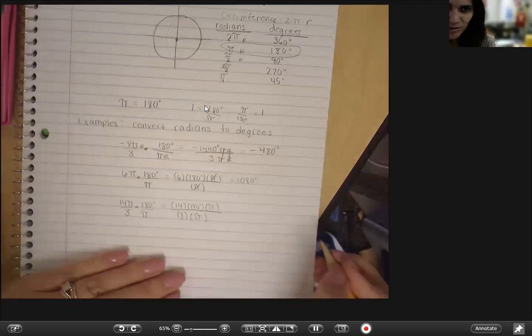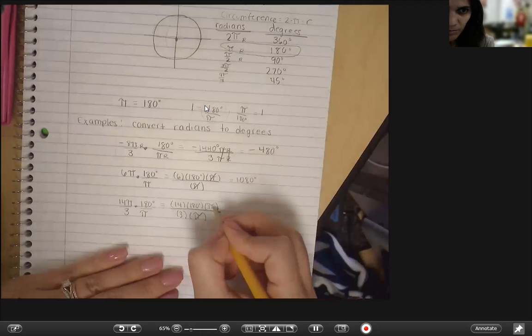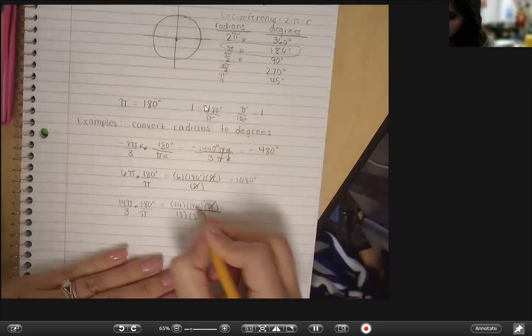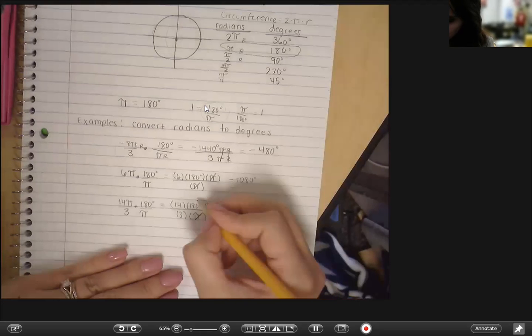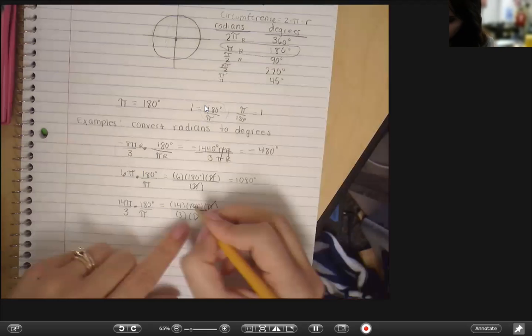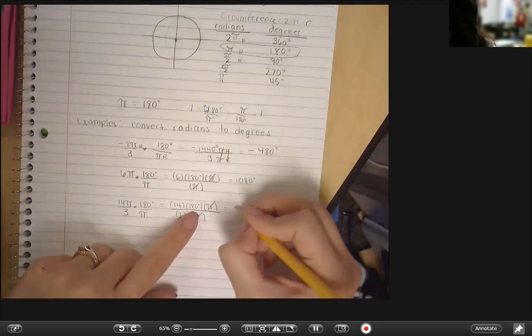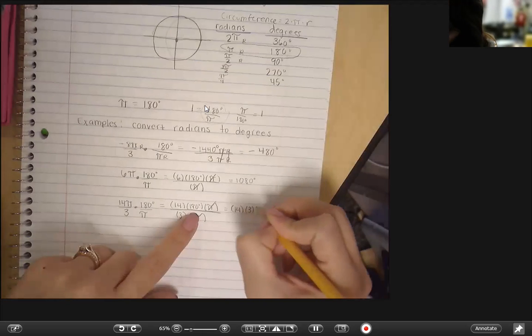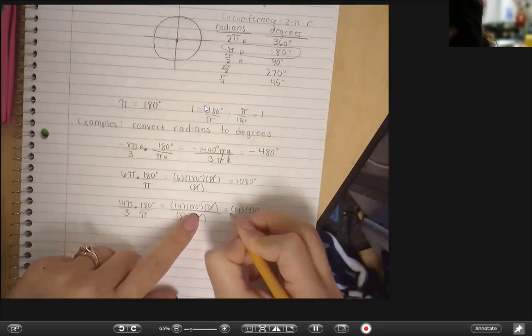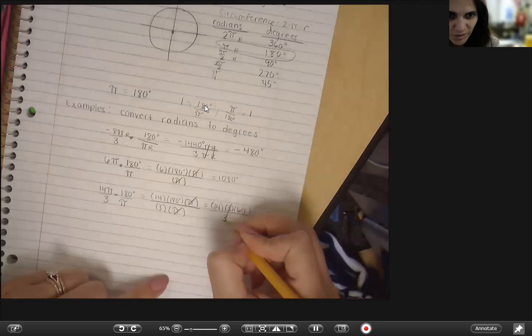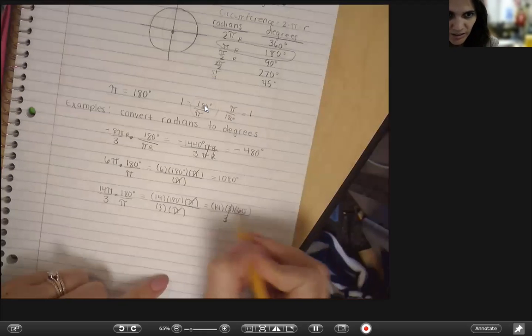All right, well, what cancels out here? The pi's cancel out. And is 14 divisible by 3? It's not. What about 180? Well, 180 is going to be the same thing as 60 times 3. So I could rewrite this like this: 14 times 3 times 60 degrees on the top, and then have a 3 on the bottom. And then these 3's can cancel out.